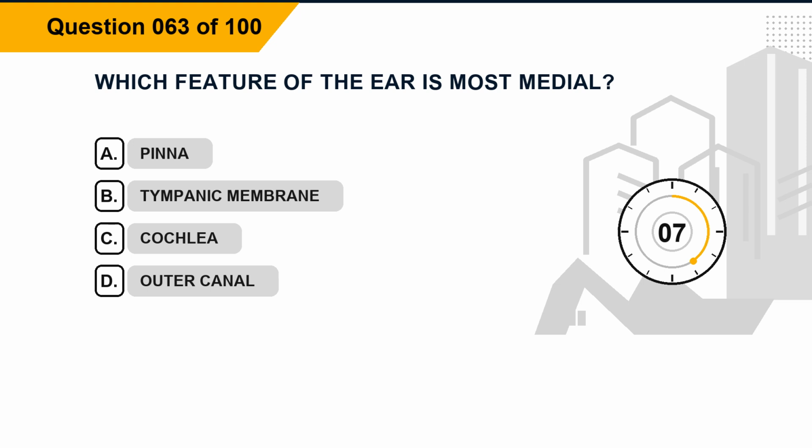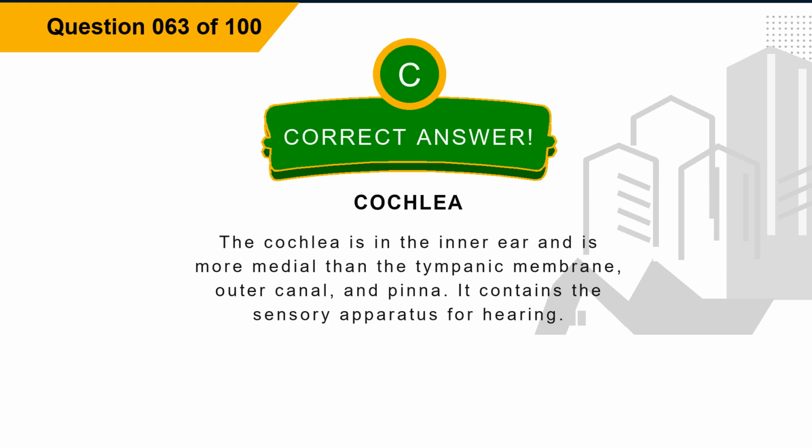Option A, pinna. Option B, tympanic membrane. Option C, cochlea. Option D, outer canal. The correct answer is option C, cochlea. Explanation. The cochlea is in the inner ear and is more medial than the tympanic membrane, outer canal, and pinna. It contains the sensory apparatus for hearing.